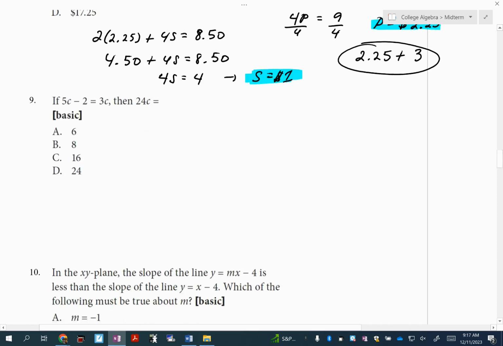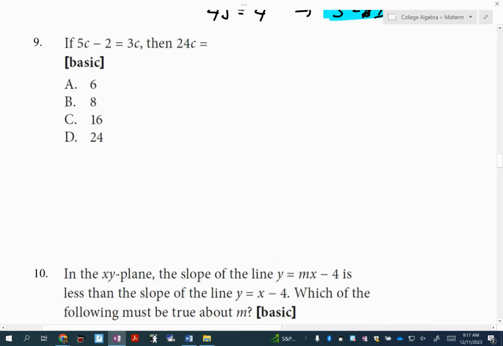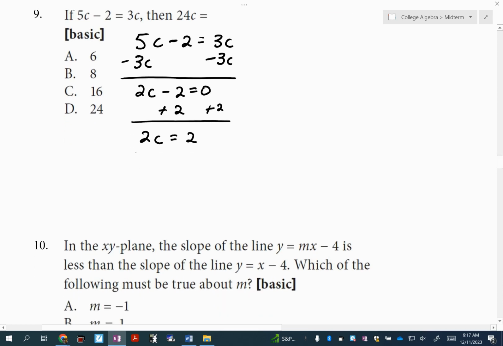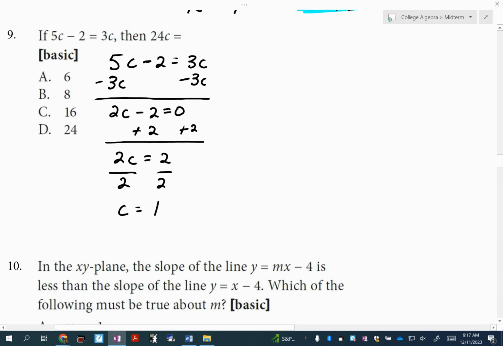All right, number 9. Number 9, I'm going to solve for C first. So 5C minus 2 equals 3C. Move the 3C over with subtraction, and you get 2C minus 2 equals 0. Move the minus 2 over with addition. You get 2C equals 2. Feel free to use this now to figure out what 24C is. Most of my students will divide by 2 to get C equals 1. And then if you plug it back into this, 24 times 1 gives you 24.